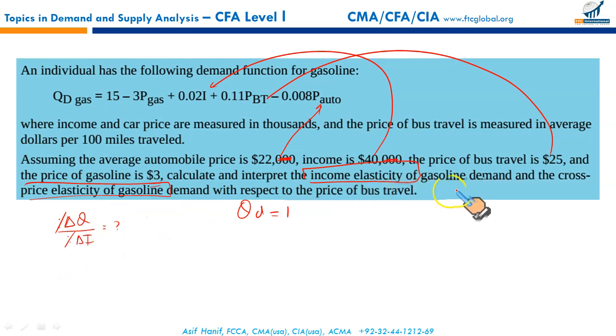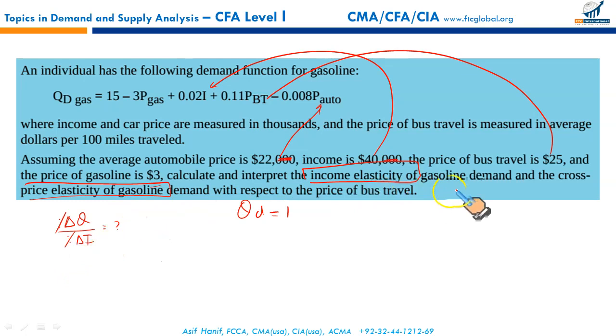Let's write down the full function. The function is QD is equal to 15, and at the same time keep replacing the numbers with whatever is given. So the price of gas is given as 3. So I'm going to replace the price of gas with 3, plus 0.02. And since we just want to find first the income function, keep income as it is. And then plus 0.11 BT. The price of bus travel is given here as 25 and minus 0.008. The price of auto is 22. Since it has to be replaced with just 22, 22,000, the three zeros are to be omitted.